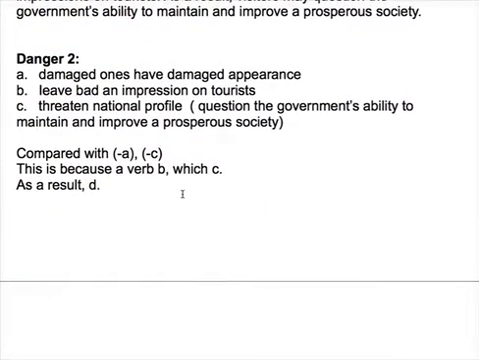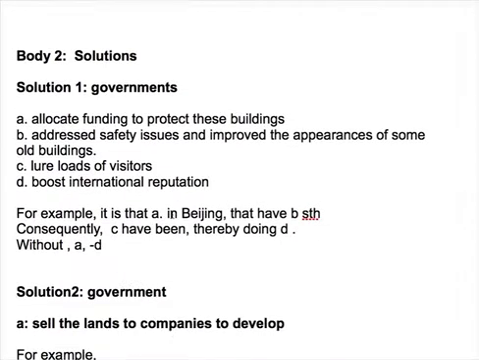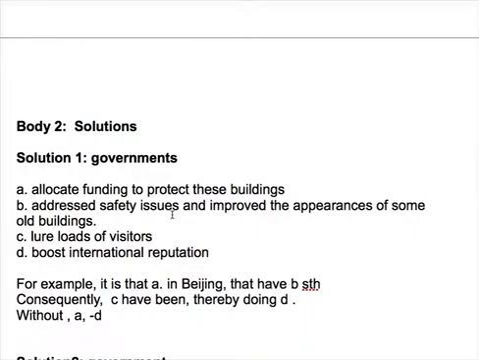So next one. Let's have a look at danger number 2. Danger number 2 is that the damaged ones will have a damaged appearance. The building will not look very beautiful. This will leave a bad impression on tourists and threaten the national profile. This is what I talked about before. When you go to the country, you see those ugly buildings, you might question the government's ability to maintain and improve a good society. So this is the recipe she used. And you can download her sample essay below this video.